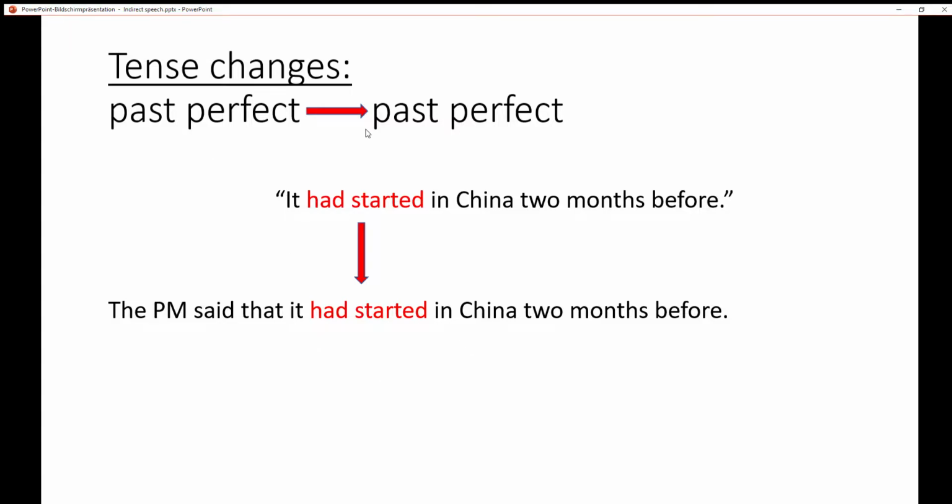We just keep it. The past perfect in direct speech becomes past perfect again in indirect speech. We can't change it anymore. So it had started in China 2 months before. This is what the Prime Minister says. And the reporter writes, the PM said that it had started in China 2 months before. So here we have no changes whatsoever. Past perfect remains past perfect. Finally, the green bits.